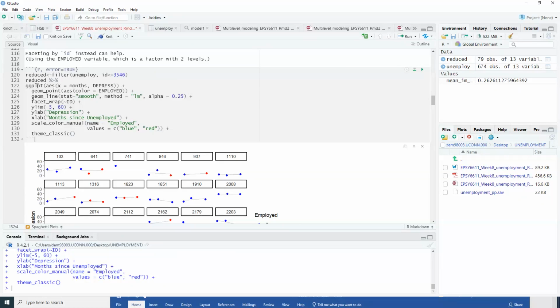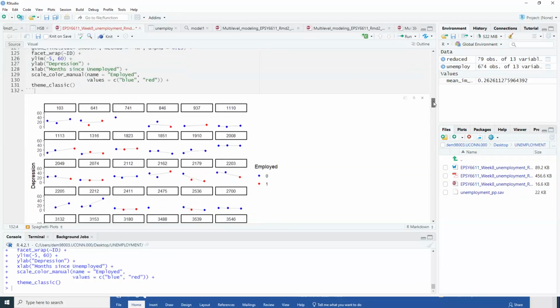So when it's your own data, you probably want to look at everybody, but if you try to look at them all together, it'll just be a mess, unless you have a small number of cases.